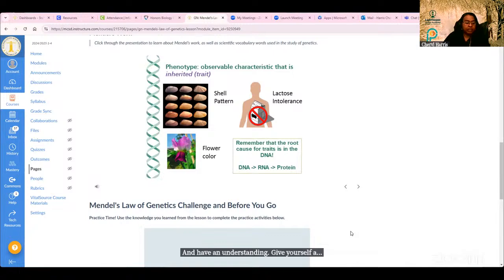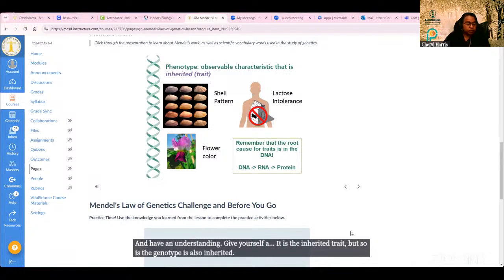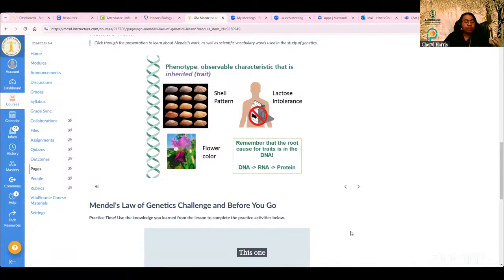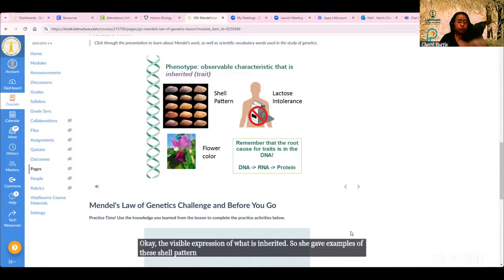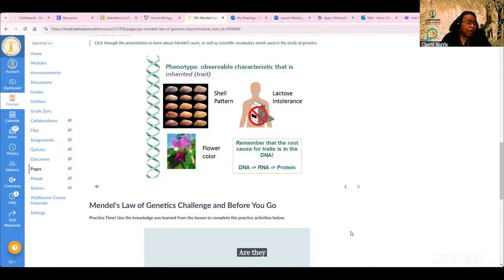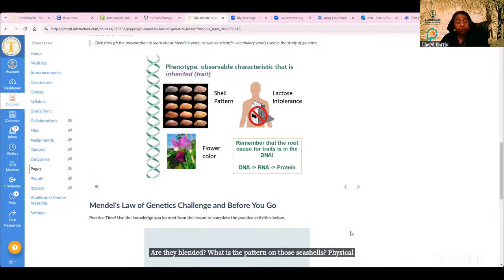It is the inherited trait, but so is the genotype also inherited. This one is the trait that you see, the visible expression of what is inherited. So she gave examples of the shell pattern. Are the swirls on the shell striped? Are they circular? Are they blended? What is the pattern on those seashells? That's a physical trait, the pattern on them.